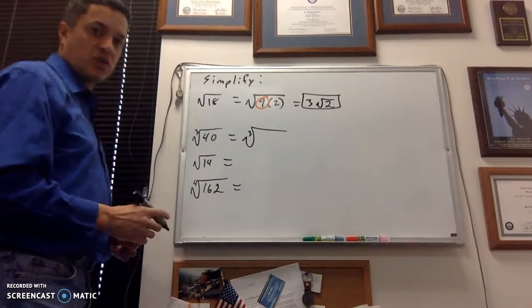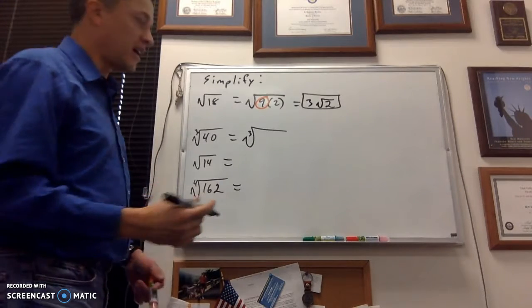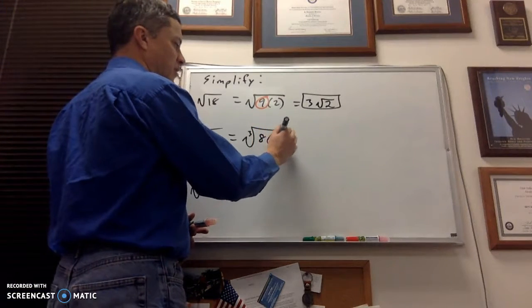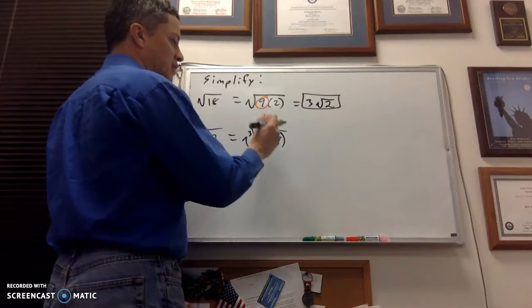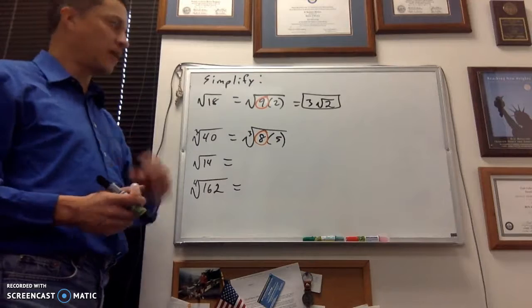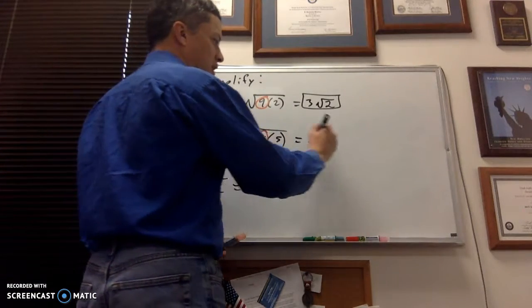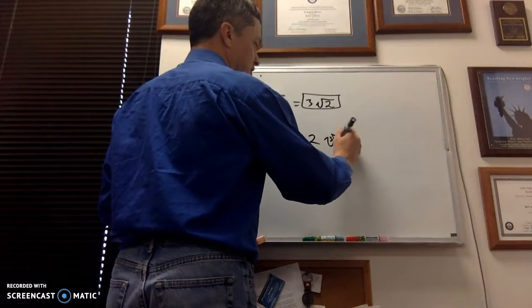Let's look at the cube root of 40. Now we're talking about cube roots, so I need to look at perfect cubes that are factors of 40. 8 is going to be that number. 8 times 5 is 40, and the 8 is 2 times 2 times 2, so that's a group of 3 2's that come out. So the cube root of 8 is the 2, the cube root of 5 is left inside.